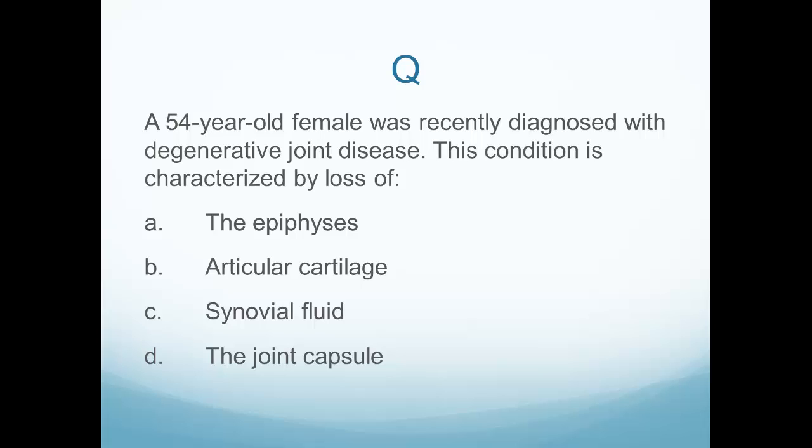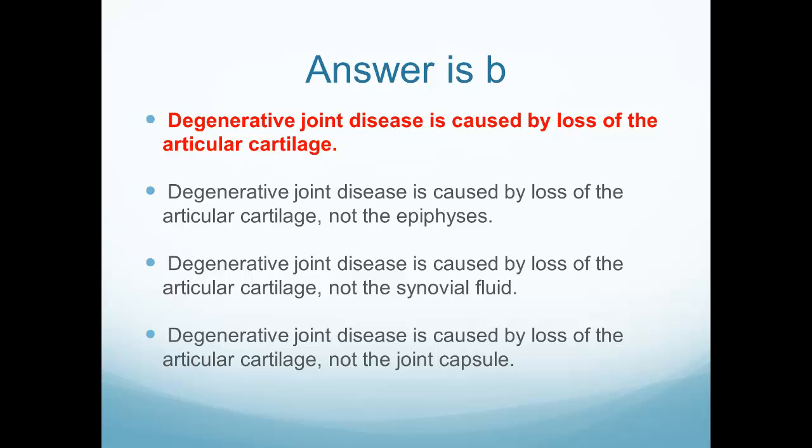Couple more questions. A 54-year-old female was recently diagnosed with degenerative joint disease. This condition is characterized by a loss of... If you answered B, you're correct. Degenerative joint disease is caused by a loss of the articular cartilage.